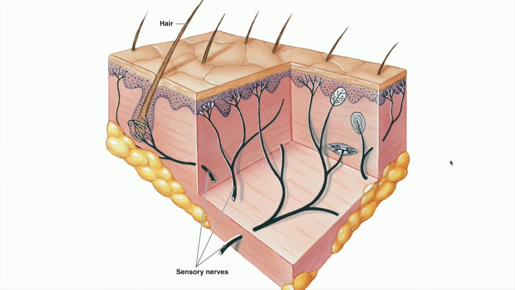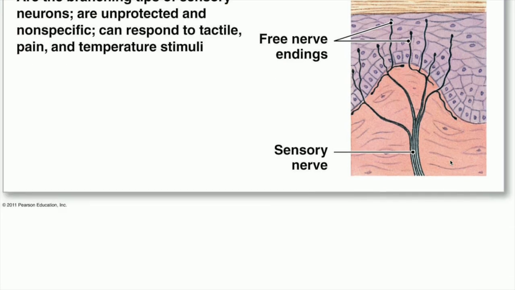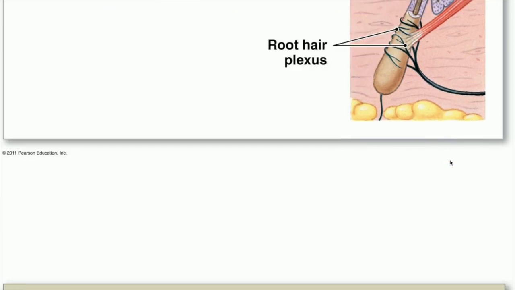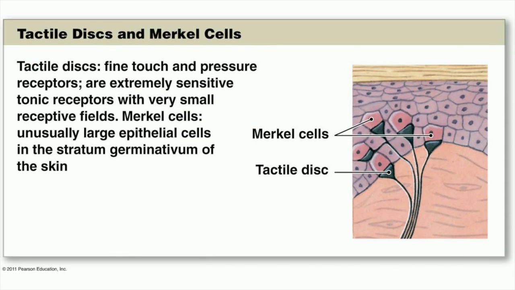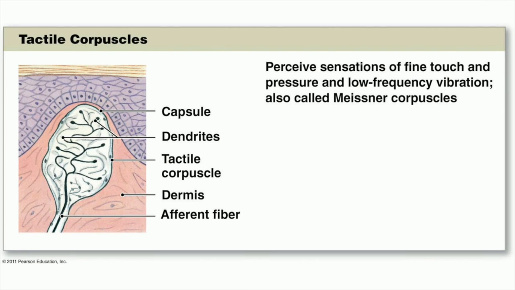Alright, in our skin we have lots of sensory receptors. The first type are free nerve endings. These are sensitive to touch, pain, and temperature. We have root hair plexuses, which detect hair movement. We have tactile discs and Merkel cells, which are touch receptors. We have tactile corpuscles, which sense pressure and vibration.